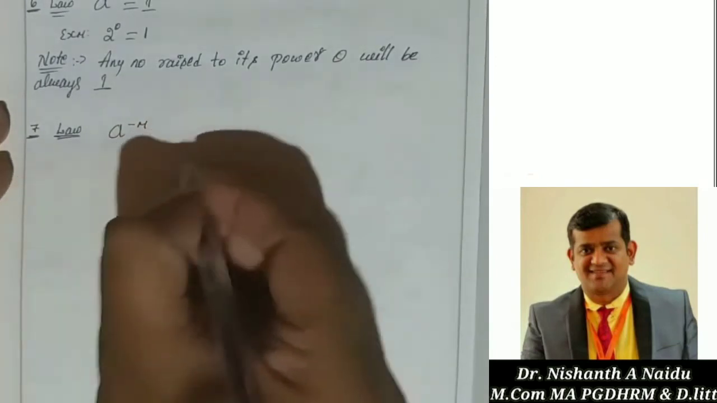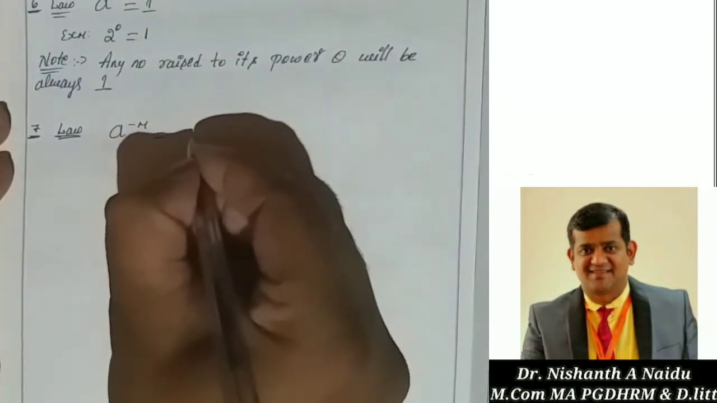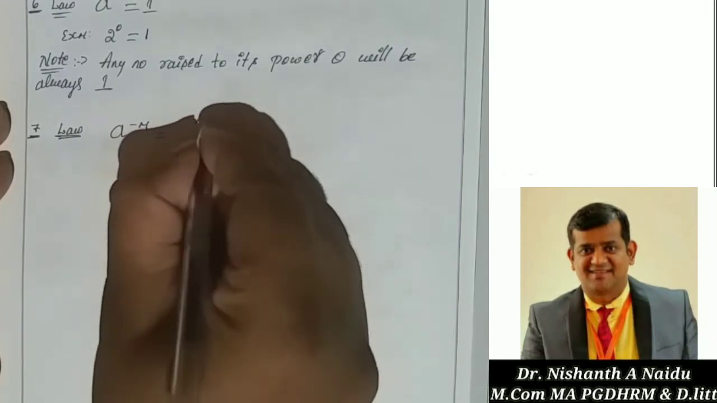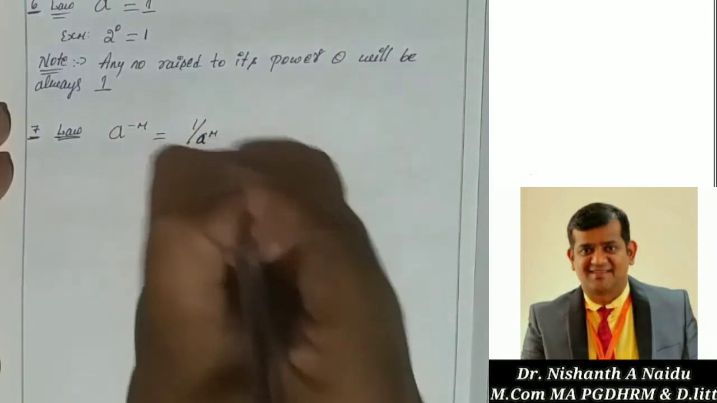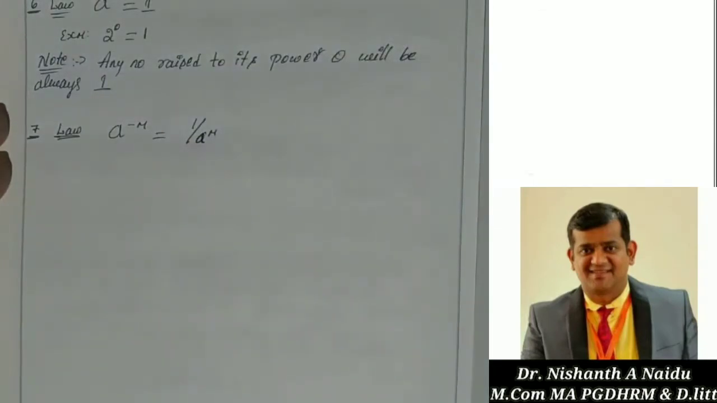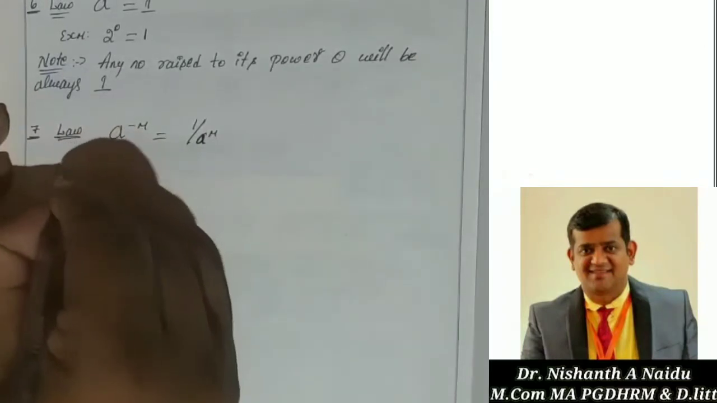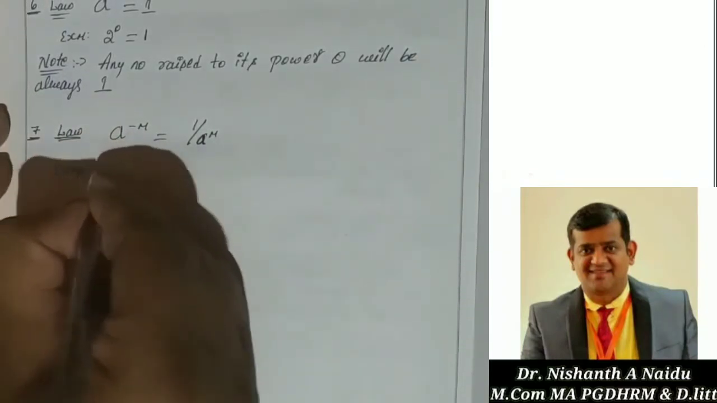If the power is negative, then it is simple. You divide by 1: 1 divided by a to the power m. So if you have a confusion, let us give an example for this.